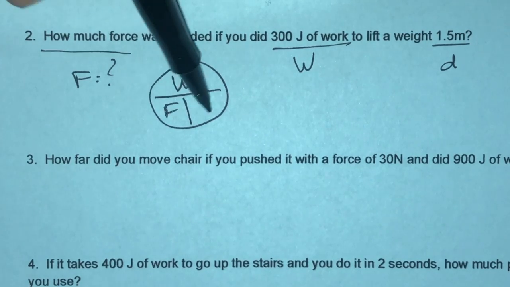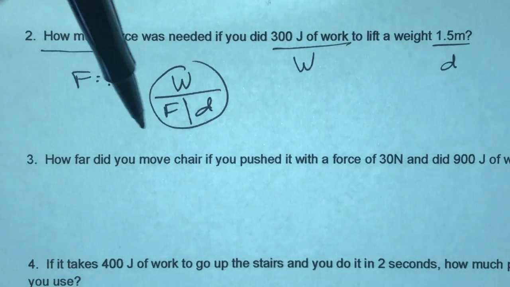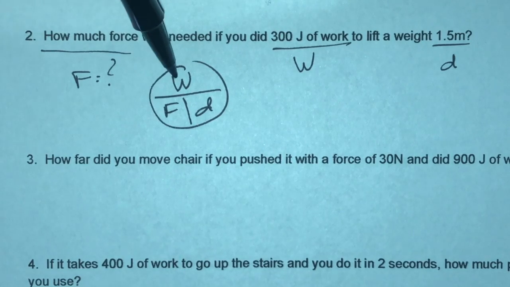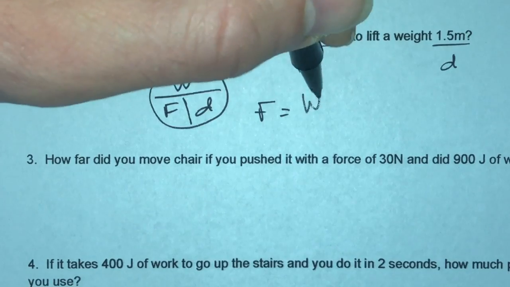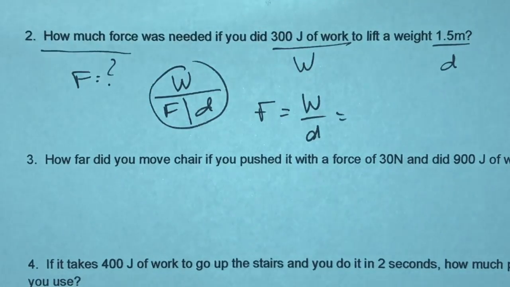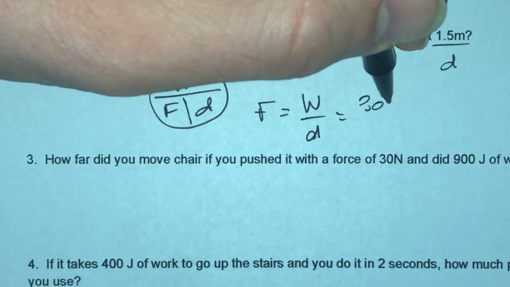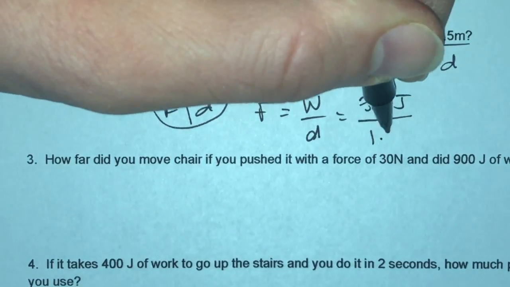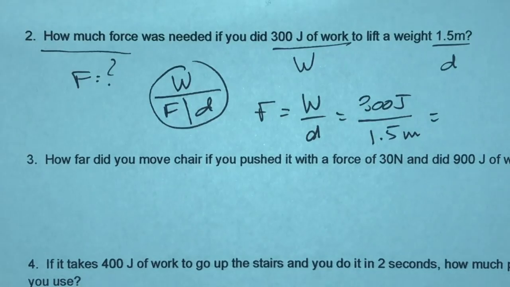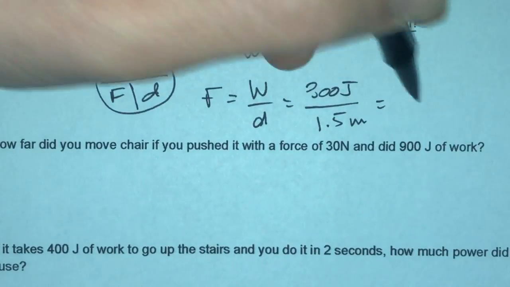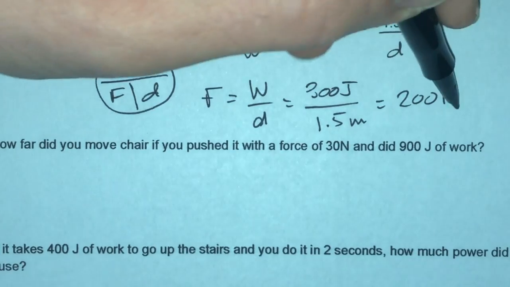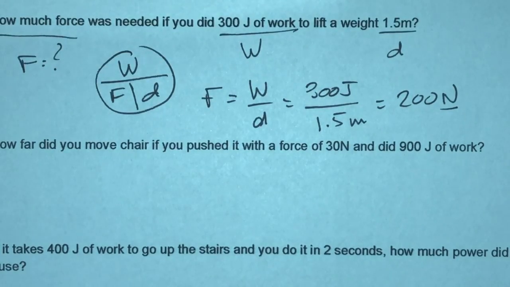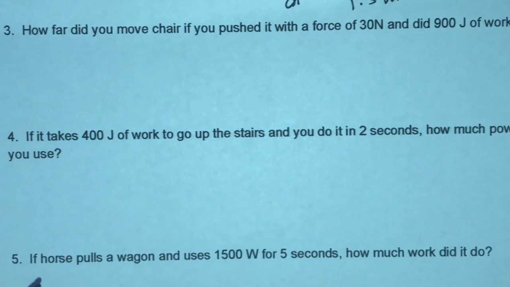Work equals force times distance. And since we want force, force will equal work over distance. And that's going to be 300 joules divided by 1.5 meters. And that's going to equal 200 newtons. That's what force is measured in, newtons. All right, moving on to number three.